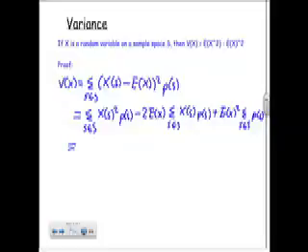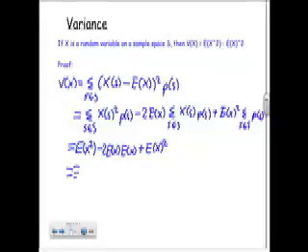This is equal to E(x squared) minus 2 E(x) times E(x) plus E(x) squared, which in turn is equal to E(x squared) minus the quantity E(x) squared.